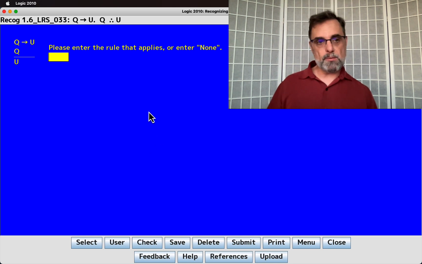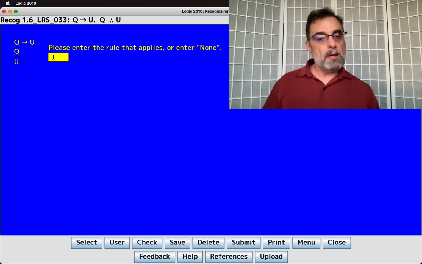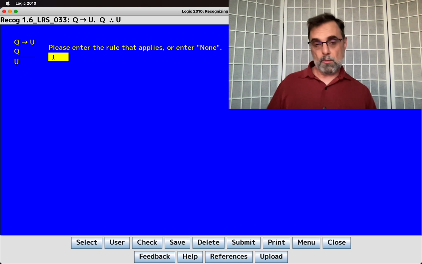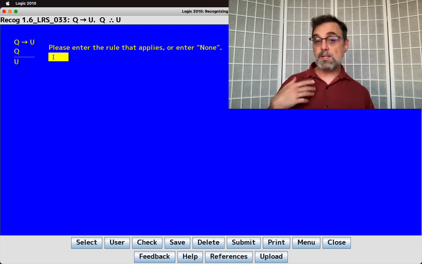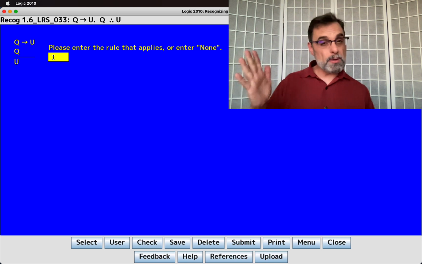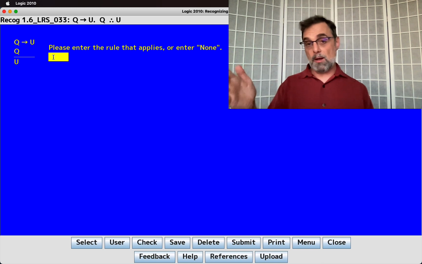So in the Recognizing Rules module, we open up a problem. I'm looking at this 1.6 LRS 33, and we see an argument here. It's got two premises, Q arrow U and Q, and then a conclusion U. The question we're asked is there a rule that applies or not? Right now we only have the rule MP. As we get further into the semester, we'll be learning other rules, and so there'll be more options. But right now, the only rule for us that could apply is MP, and so we really only have two options. Either MP applies or it doesn't.